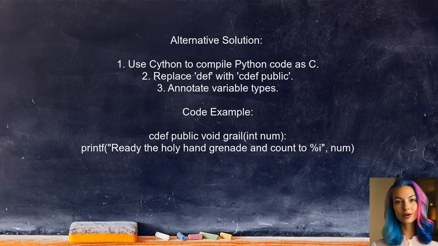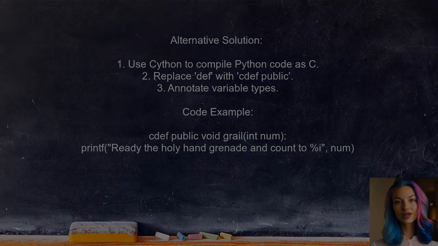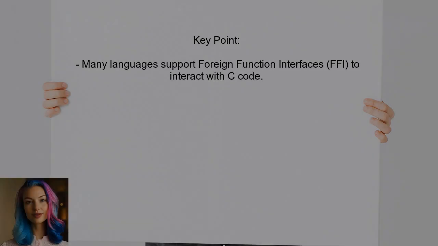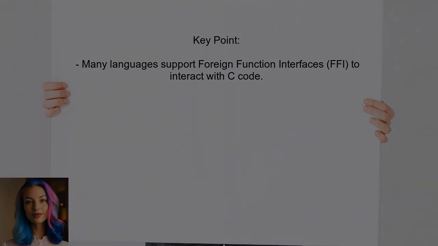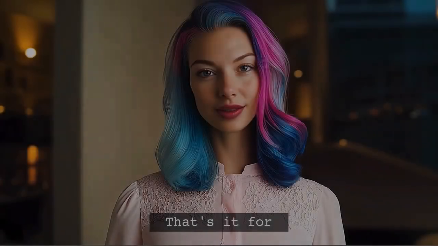One alternative solution is to use Cython to extend your Python code and compile it as a C library. This involves changing the def keyword to cdef public for the functions you want to expose and specifying variable types. Once compiled, many programming languages can interface with your C library using Foreign Function Interfaces, or FFI. That's it for that response.